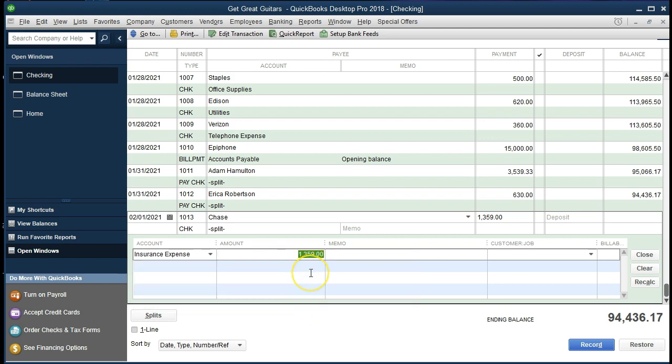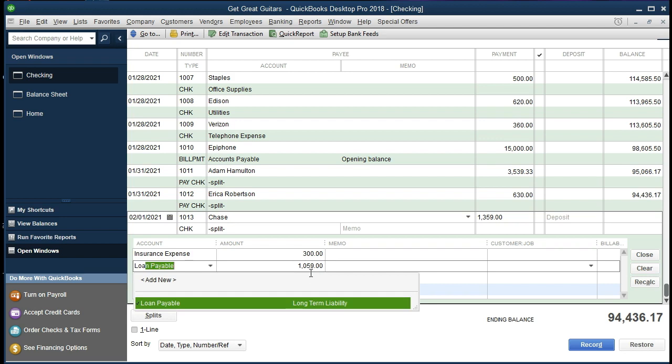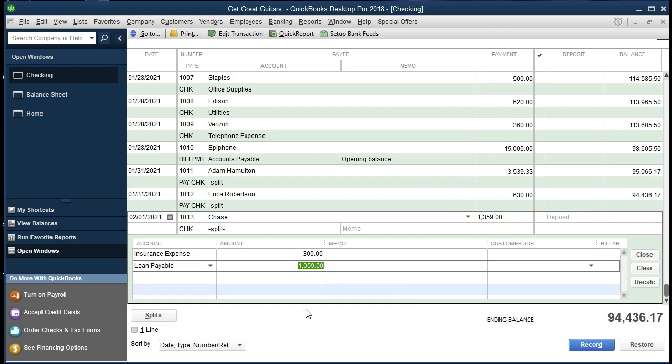That amount, however, is wrong. It's going to be 300 from our amortization table. And then we're going to say that the other amount is going to go to the loan payable. And so there's loan payable. It's a long-term liability. And QuickBooks figures it out for us. We could have gotten that from the table, but QuickBooks figures it out for us.